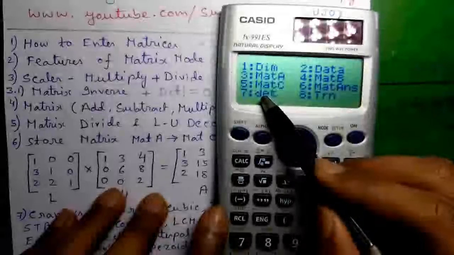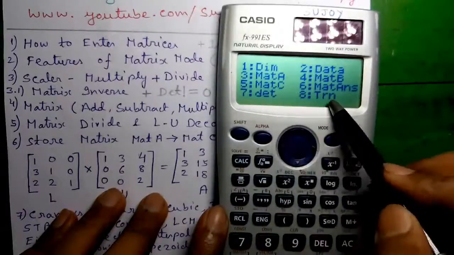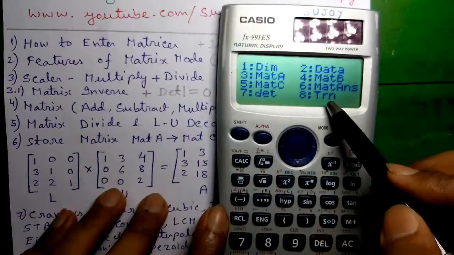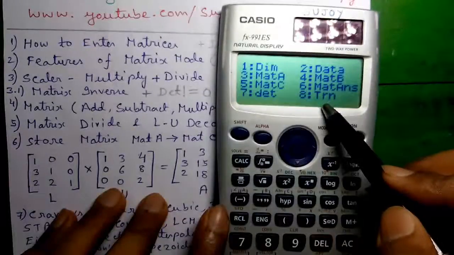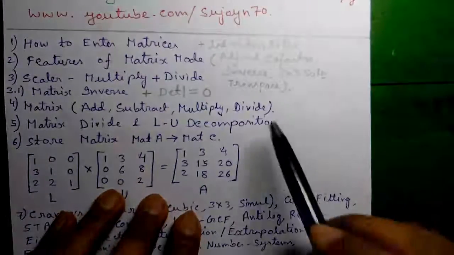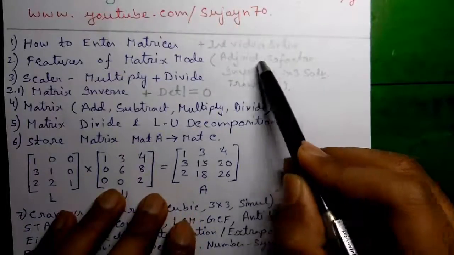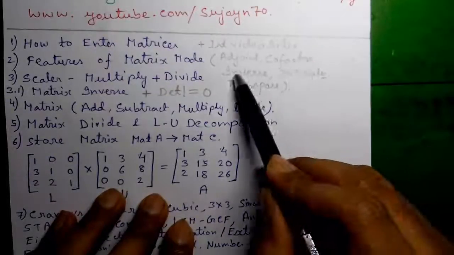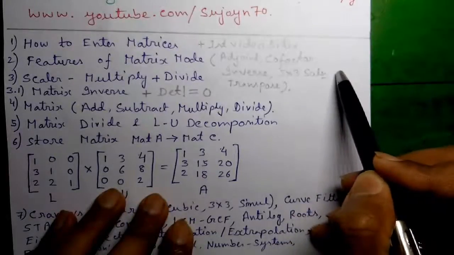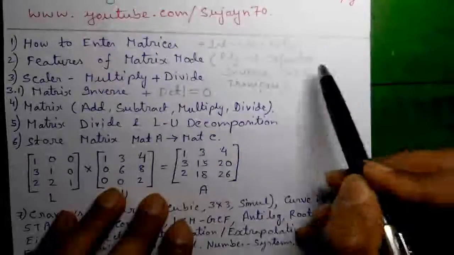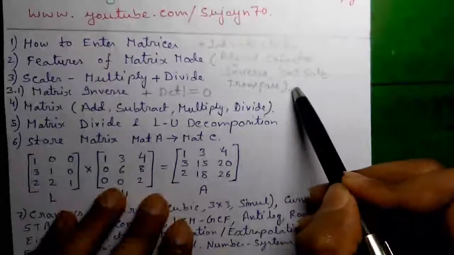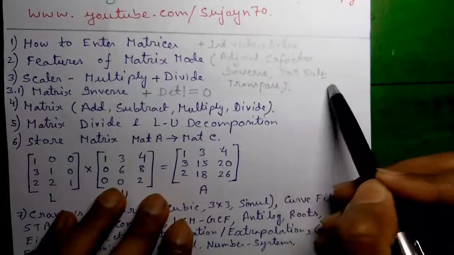So I explained how to use the features determinant and transpose cleverly to solve a system of 3 linear equations in my previous video. The link to my previous video is given in the video description below. I will request you to check my previous video so that you will know how to find out adjoint of a matrix, how to find out cofactor of a matrix, how to find out inverse of a matrix, and how to solve a system of 3×3 linear equations using the matrix mode of this calculator. Also, you will learn how to find out transpose of a matrix. So, to know how to use all the features, please watch my previous video.